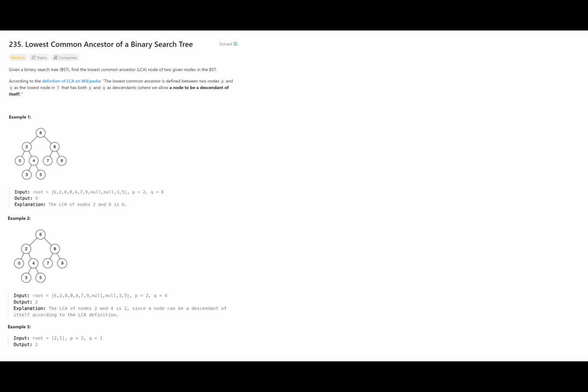Let's solve another Leetcode problem today. And today we are going to solve problem 235, lowest common ancestor of a binary search tree. So this is one of the problems in the Blind 75 list.